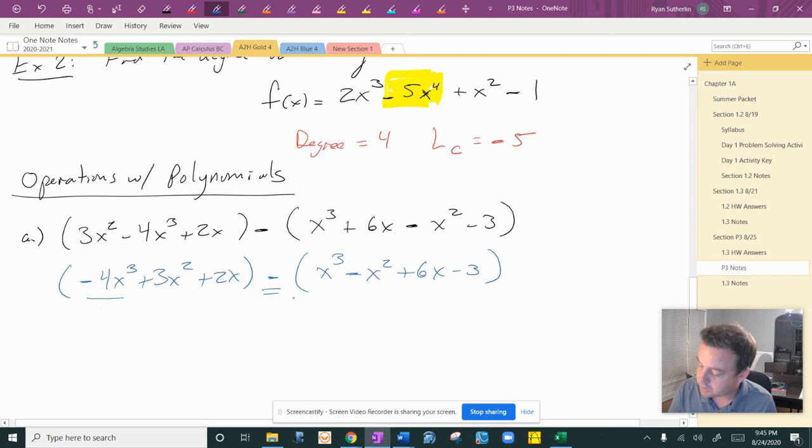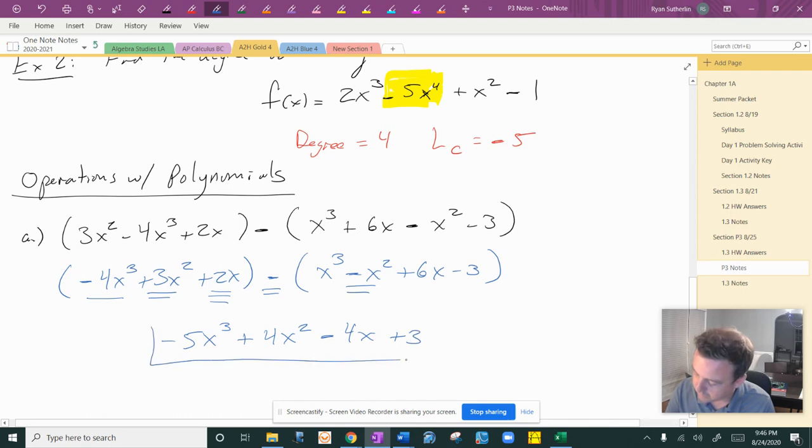So negative 4x cubed minus 1x cubed would be negative 5x cubed. Then we have 3x squared minus negative 1x squared. So that minus and negative becomes plus. So I've got plus 4x squared. Then I have 2x minus 6x, so that's negative 4x. And then we don't have a constant in the first polynomial, so we'll just call that 0. Minus negative 3 is plus 3. So there is our new polynomial.